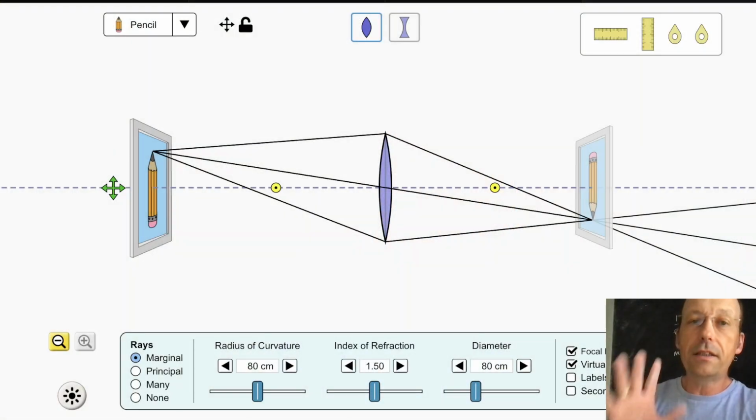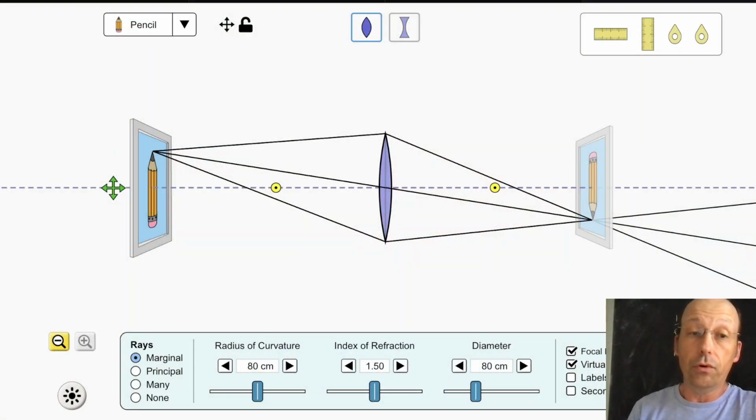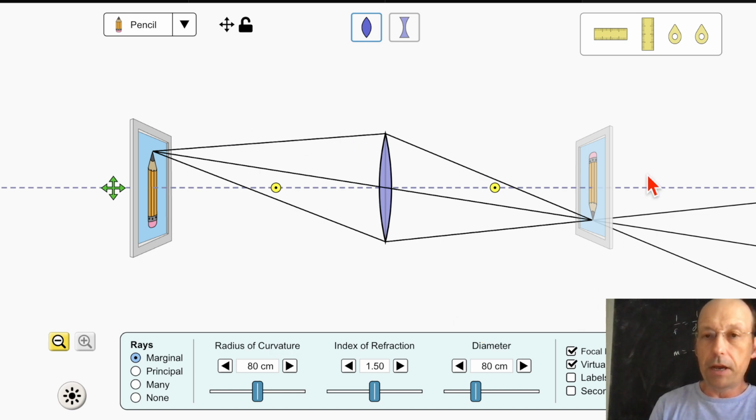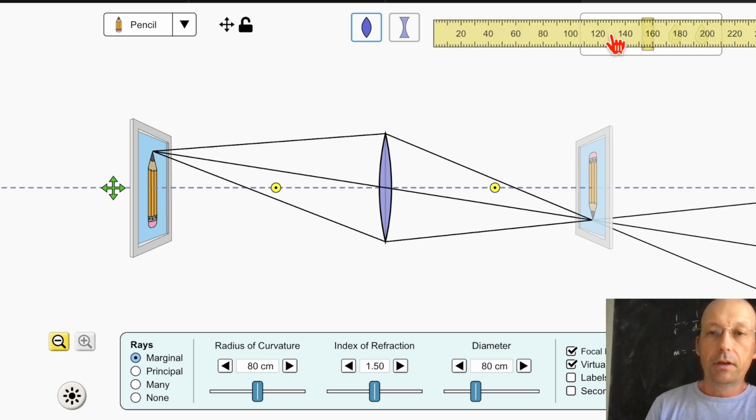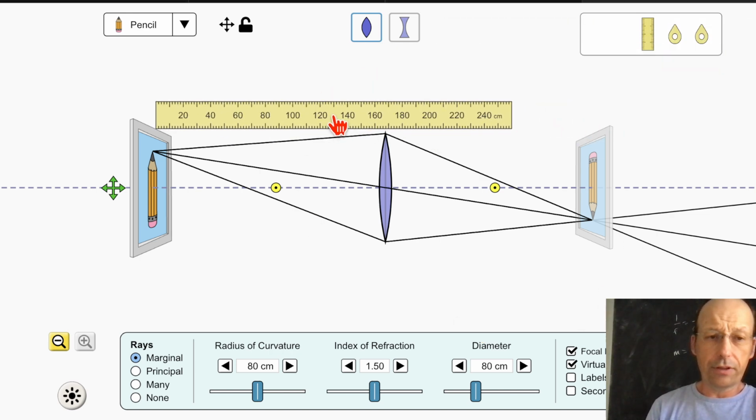Okay, this is the PhET simulator. It's really useful. Here we have an object, a converging lens. These are our focal points. So you can measure this distance. You can actually measure these things. They have rulers over here. You can measure things and do cool stuff with it.